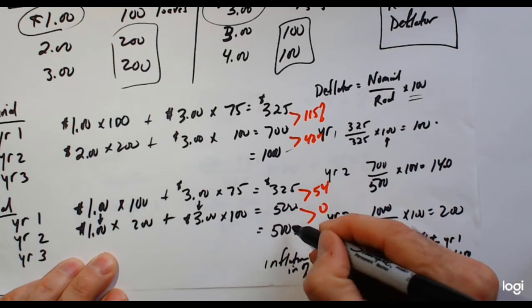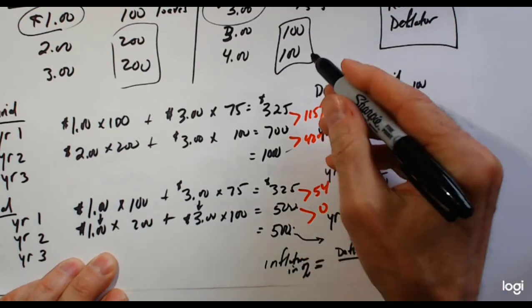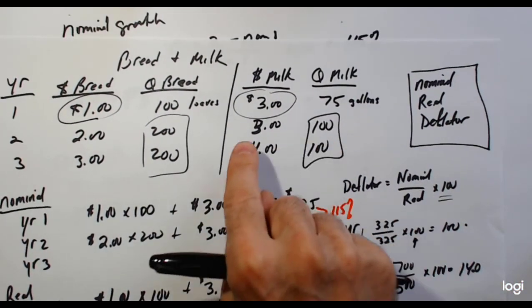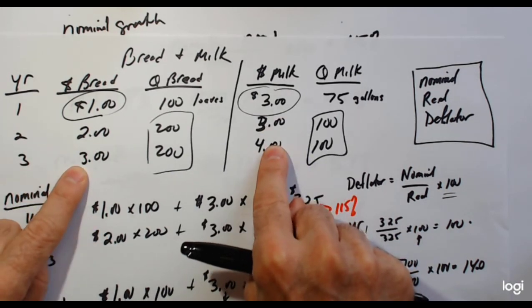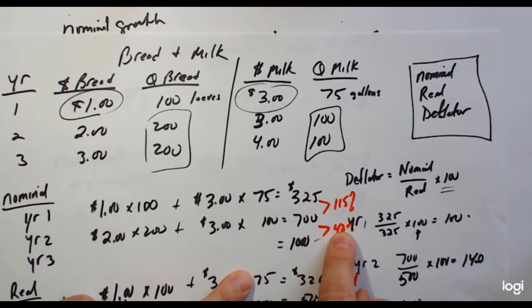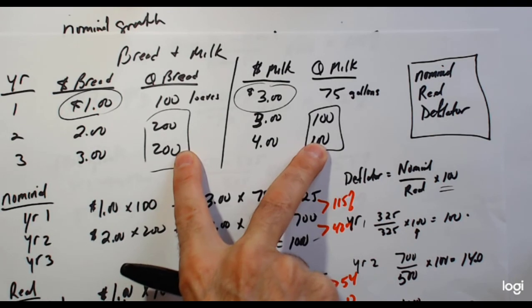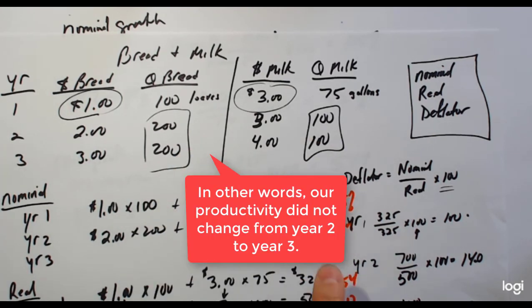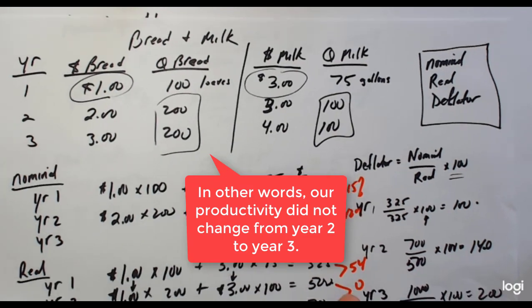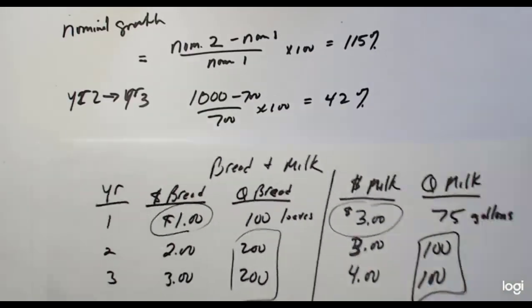Real GDP didn't grow. And why didn't it grow? Come back up here. Even though we had inflation and nominal GDP grew at 42%, the economy really didn't grow. What you and I produced as output didn't change. And so that's what the real is calculating. That real growth rate, 0, that's really what the economy did.